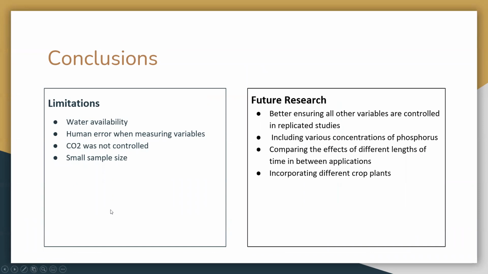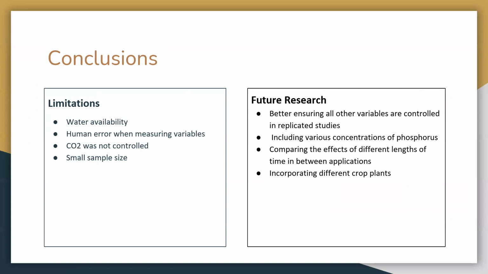There were various limitations to our study, such as not keeping the seedlings hydrated, as it was found on day 3 that all seedlings were dried out. It is possible that the growth of our seedlings was affected by limited water availability. The validity of our conclusions would be improved by ensuring all necessary variables are controlled during replicate studies.